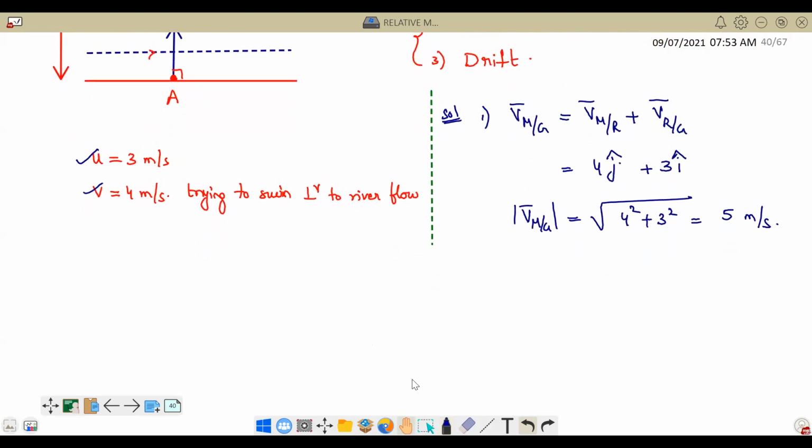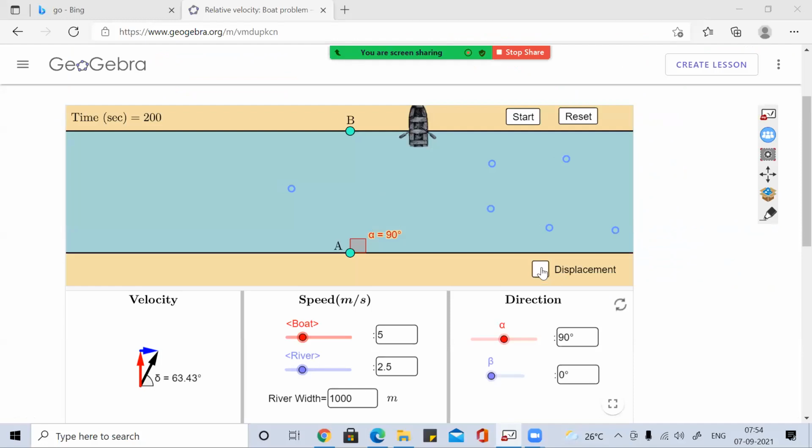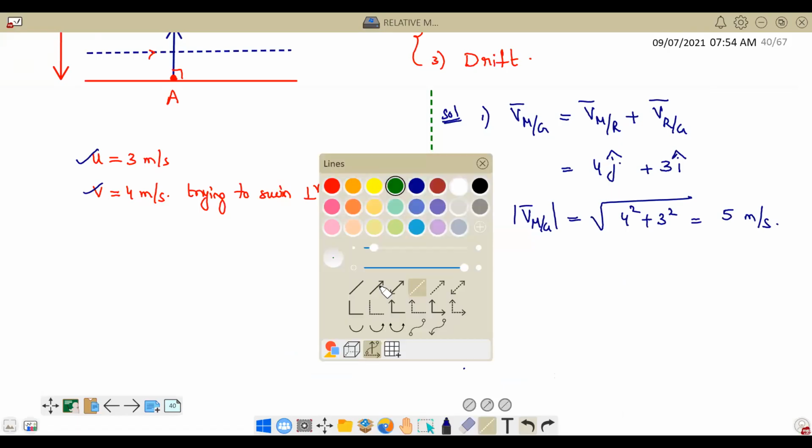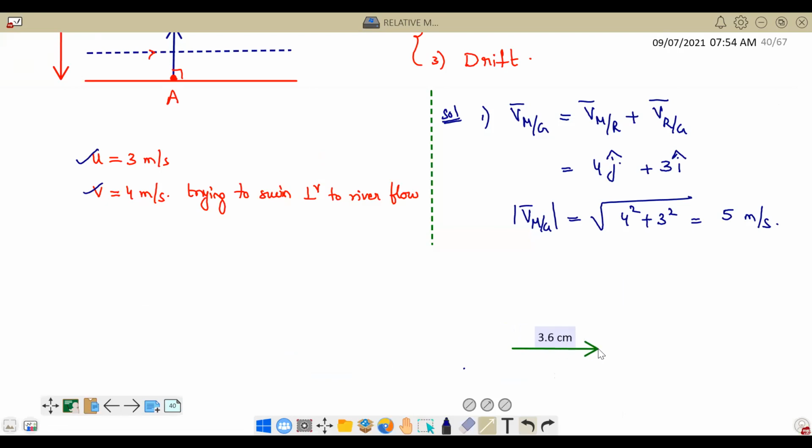What is the triangle? Even here also, I showed you this triangle. See the triangle. What is this triangle? Velocity of river with respect to ground. This is velocity of man with respect to river. This is velocity of man with respect to ground. So always remember this triangle. This triangle is very, very important.